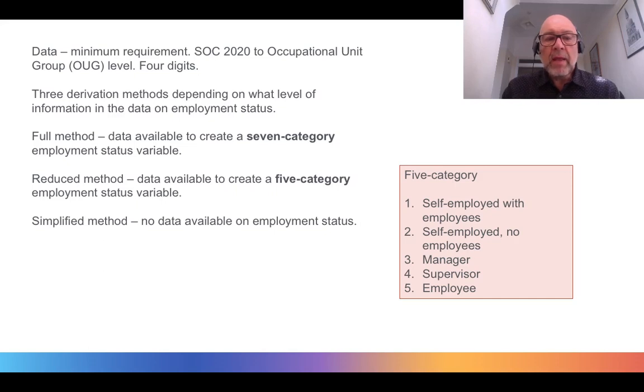But there is a way that if you have no data available on employment status, but you must still have the SOC code, there is a way called the Simplified Method, which is simply a straight match onto the occupational unit group level for NSSEC.